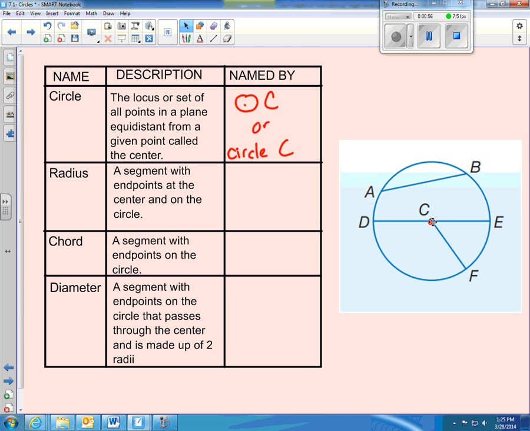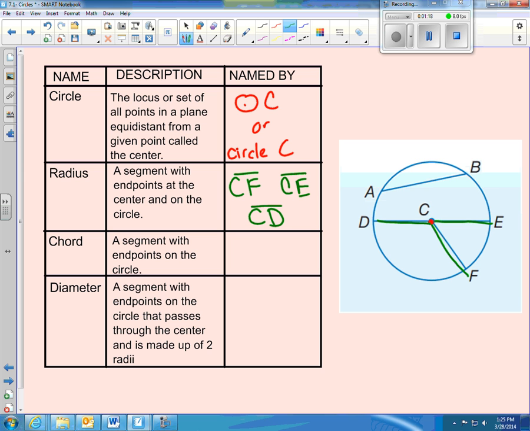All right, let's talk about a radius. It's a segment with endpoints at the center and on the circle. So an example here would be CF is a radius. We also could say CE is a radius, and we also can say CD is a radius. So it's only from the center to the edge.